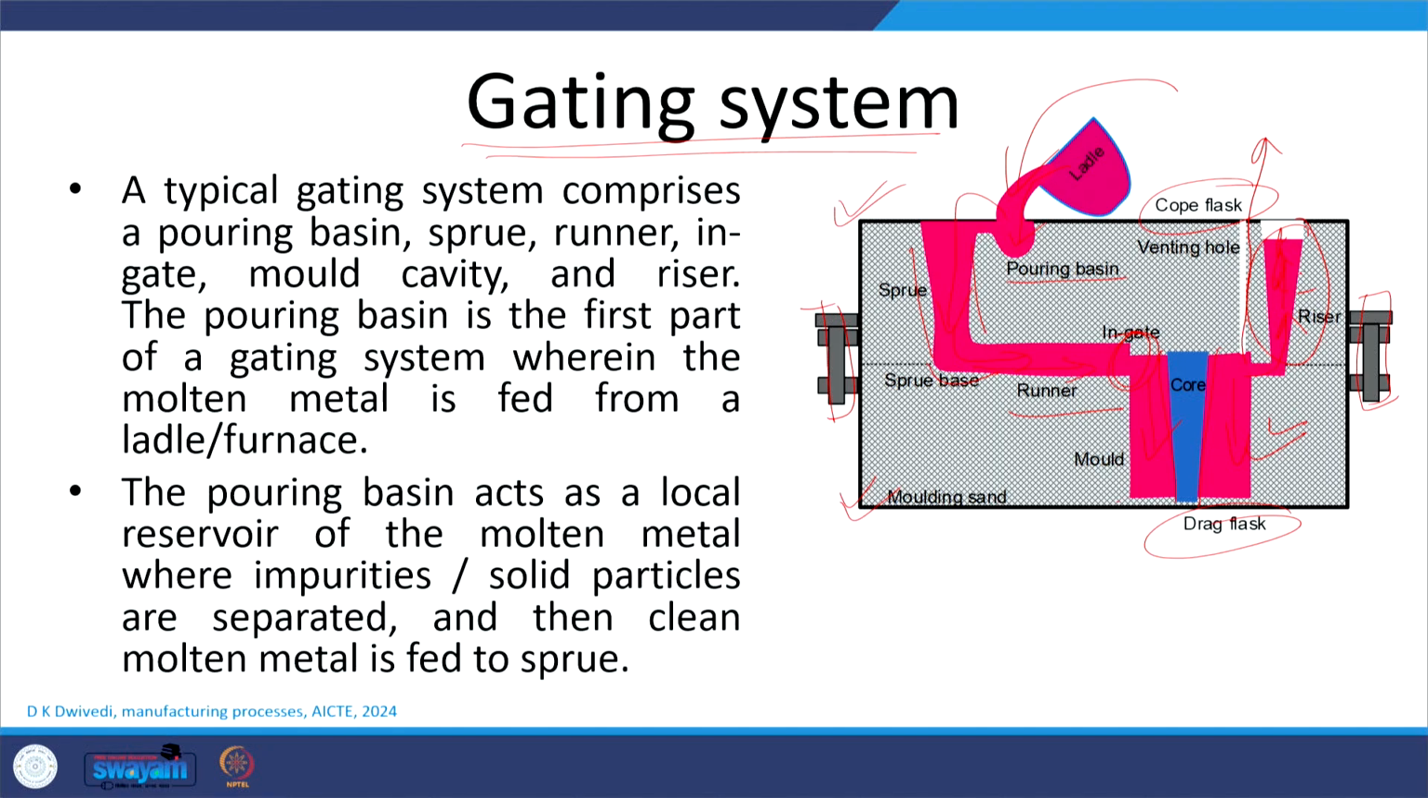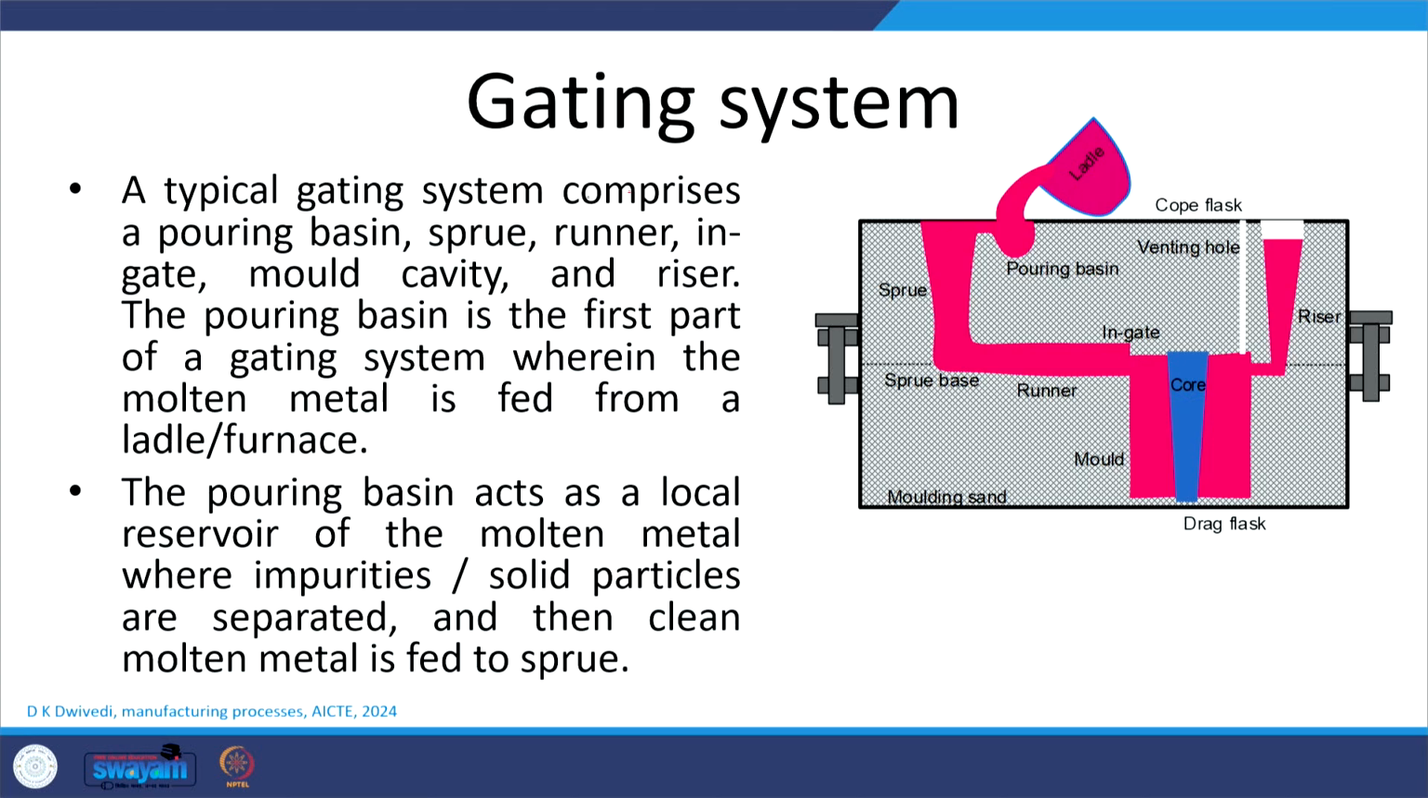This riser supplies the molten metal to the mold, especially when shrinkage of the molten metal in the mold takes place. The riser feeds the extra molten metal to compensate for the shrinkage of the molten metal in the mold. This is the shrinkage from the pouring temperature of the molten metal down to the liquidus temperature, and it is taken care of by the riser. Now we will talk about the role of the different components.